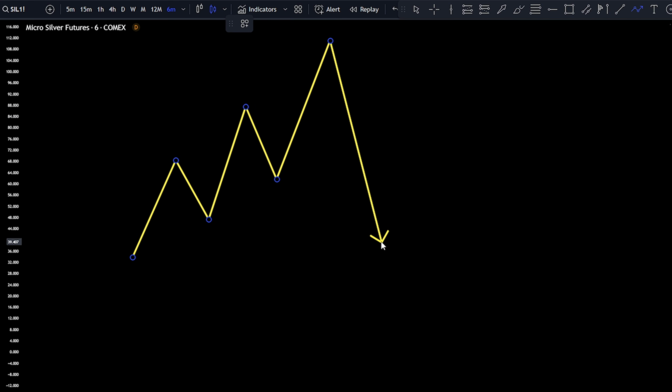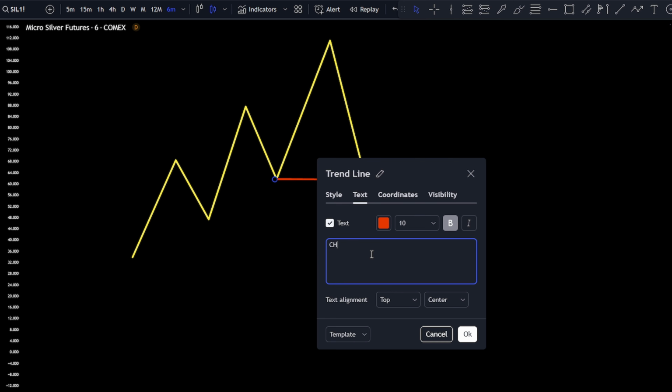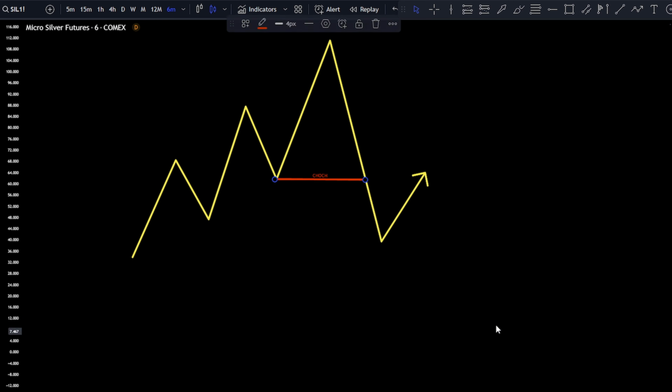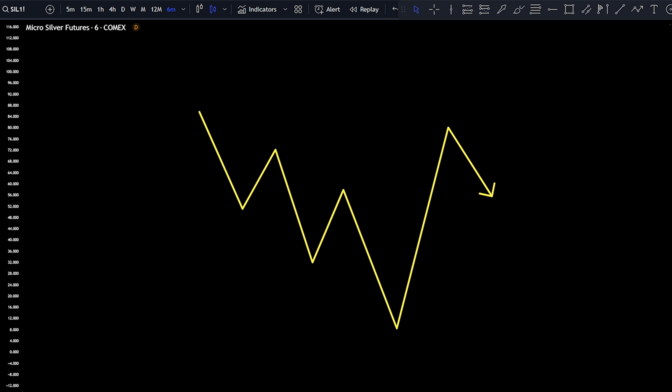Let's start by explaining what a CHOCH is. CHOCH stands for change of character and marks a potential reversal in market direction. A CHOCH appears when the price breaks a previous swing low in an uptrend, giving a bearish CHOCH, or it breaks a prior swing high in a downtrend, giving a bullish CHOCH.